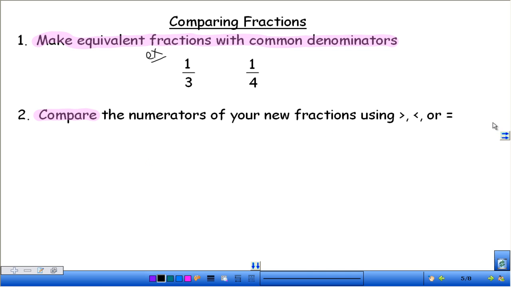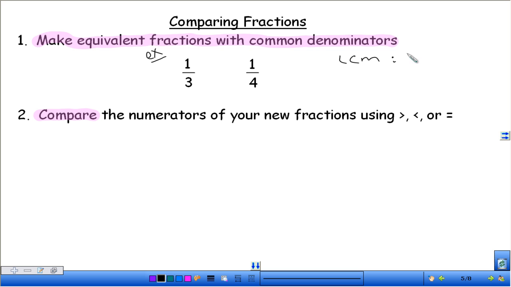So write this down as your first example, 1/3 and 1/4. Now instead of doing GCF, which is what we use to simplify the fractions, we need to think about our LCM, our least common multiple. What's the least common multiple? This is the smallest number that both 3 and 4 can go into evenly. What is that number?